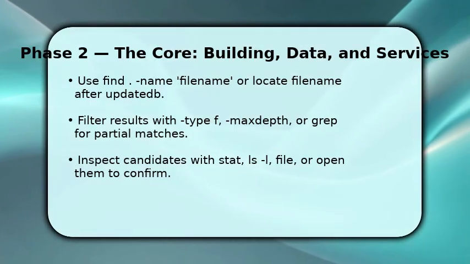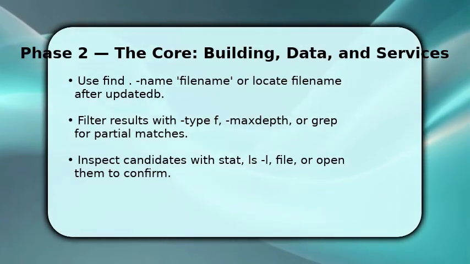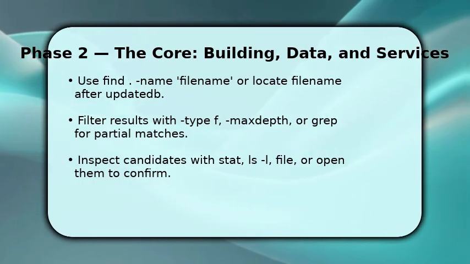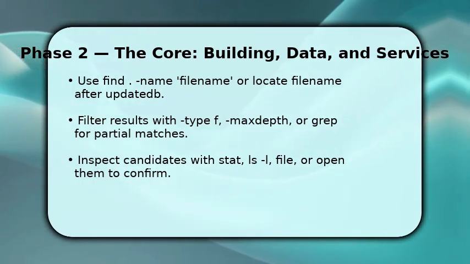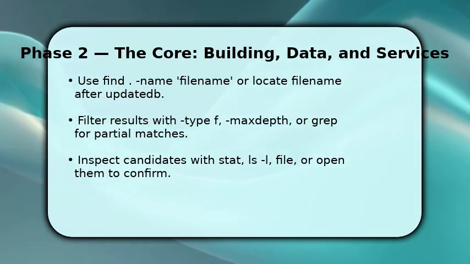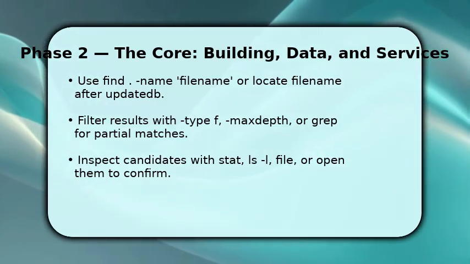Now run targeted searches. Use find to traverse the folder tree or locate for system-wide indexes. Update the index first if needed. Once find returns paths, filter by type, size, or depth to reduce noise, and use grep for names with patterns.